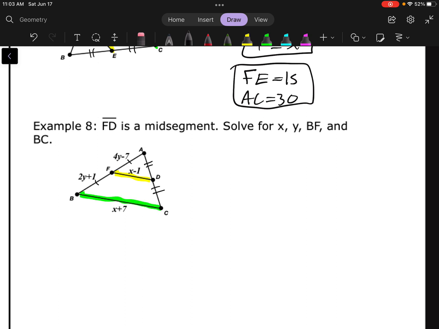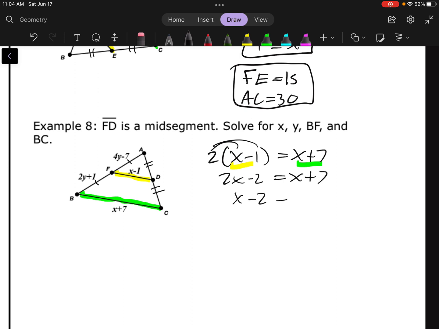Should take 2 of those yellows to equal the green. Right, 2 times x minus 1 is equal to x plus 7. 2 yellows equals green. We distribute, we get 2x minus 2 is equal to x plus 7. Subtract the x, I get 1x minus 2 is equal to 7. Add the 2, I get x is equal to 9.